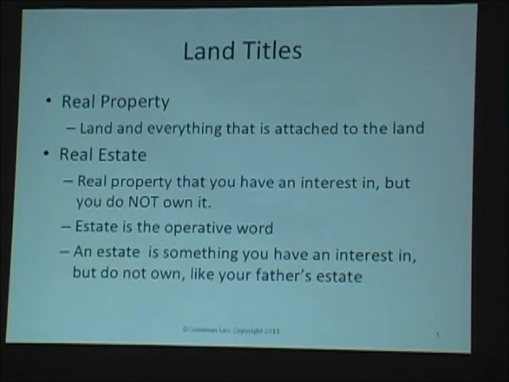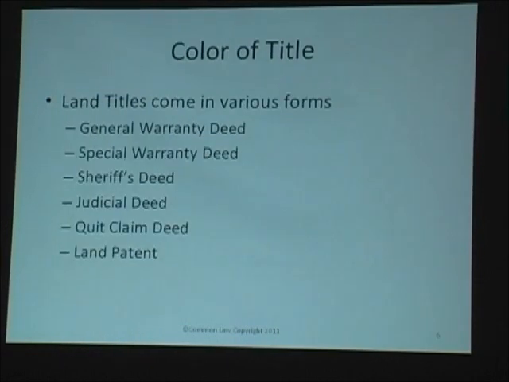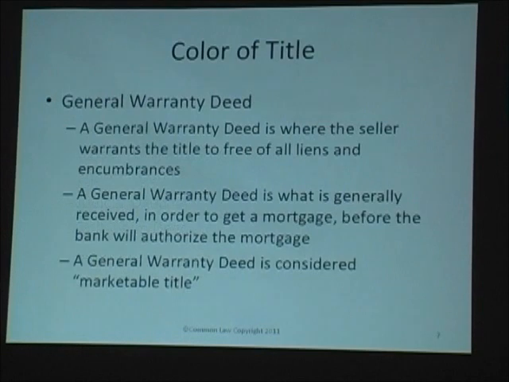Okay? All of this stuff is very subtle, and unless you're really watching for it, you won't even catch it. Land titles come in various forms. There's a general warranty deed, a special warranty deed, a sheriff's deed, a judicial deed, a quitclaim deed, and a land patent. And this is the same in Canada. A general warranty deed is one where the seller warrants the title to be free of all liens and encumbrances.